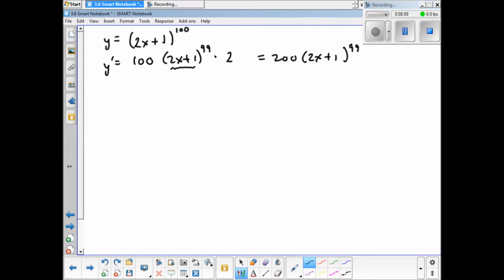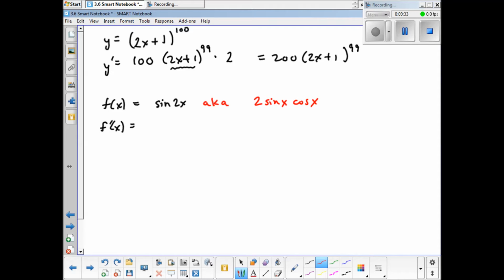Let's say that you started off with, and we're going to switch to the f of x notation here, f of x equals sine 2x, and you wanted to find the derivative. Well, one thing that might be good to remember is that this function can also be written as, aka, 2 sine x cos x.